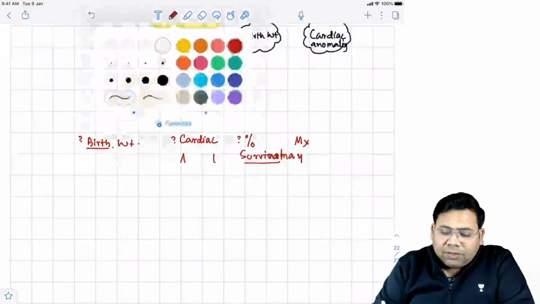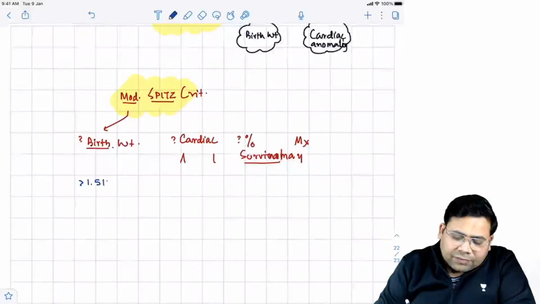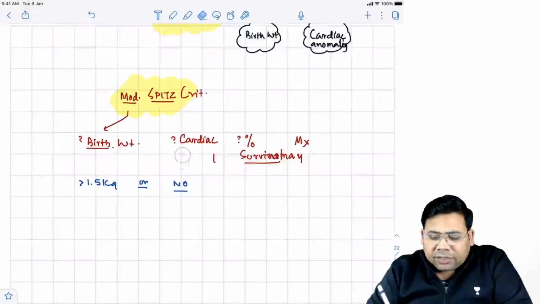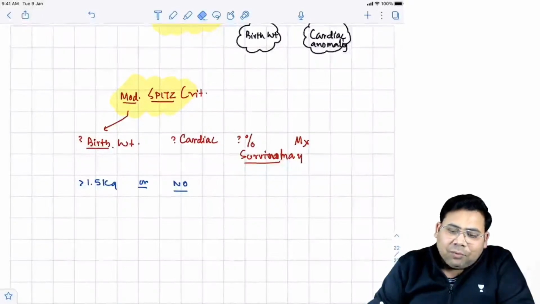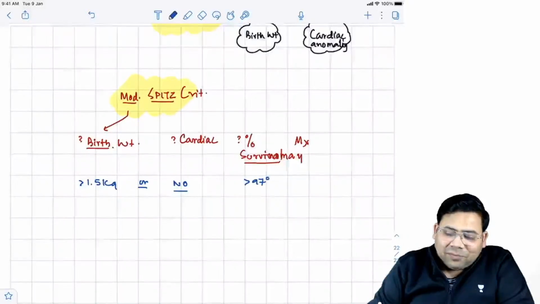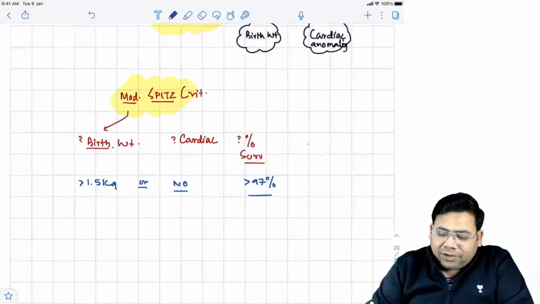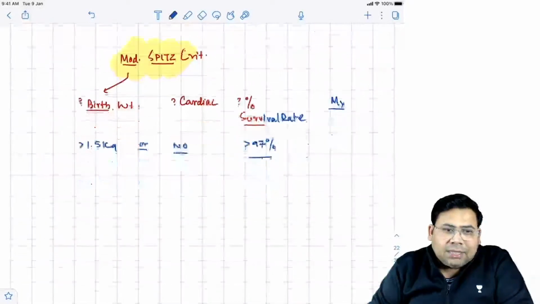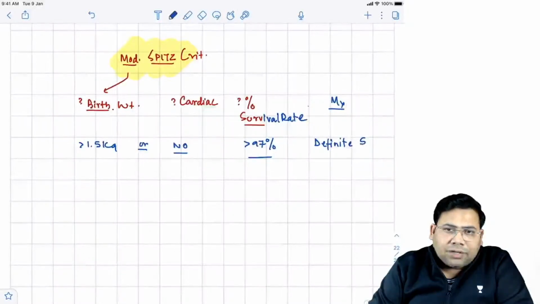The scenario number one could be a condition where the birth weight is more than 1.5 kg and there is no cardiac anomaly. Yes, and then what is the percentage survival? More than 97% survival. So let us talk about this. This is the survival rate. And then what is the management? Come on, what should be the management? Yes, the management is definitive surgery. We will see what is the definitive surgery.